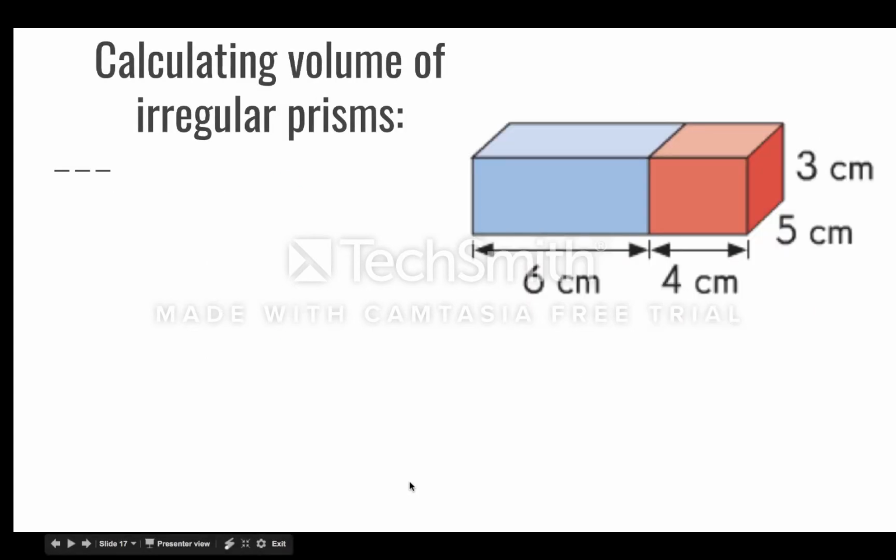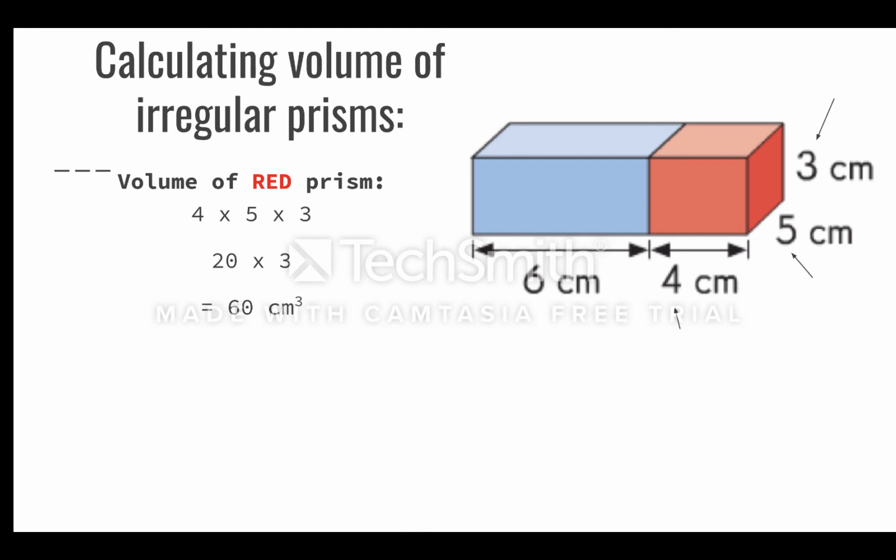So we have calculating the volume of this irregular prism. I want you to pause the video and try using what you just learned and see if you can calculate the volume of this prism. Okay, so if you did this correctly, the easier one where you can see all three of the dimensions very easily is the smaller red rectangular prism. And what you would have gotten is 4 times 5 times 3, and 4 times 5 is 20. 20 times 3 is 60 centimeters cubed.